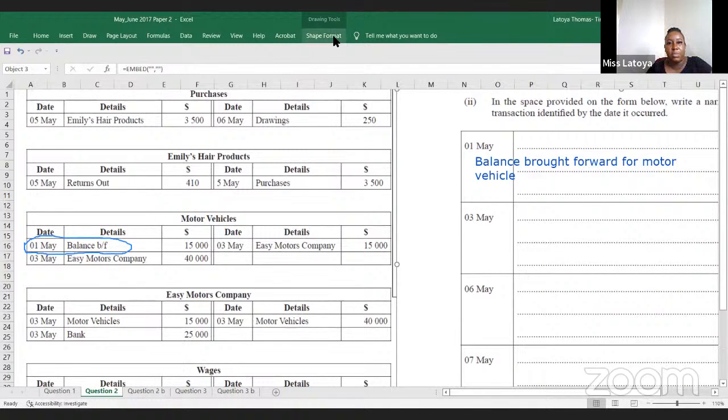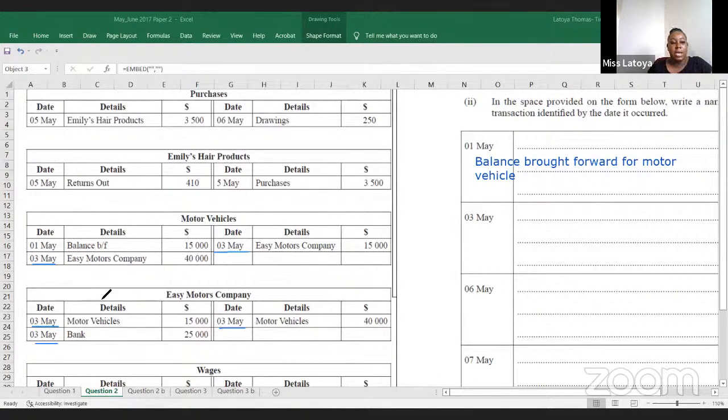Oh, you see how much things happening on the 3rd? On the 3rd of May, let me circle them. What is happening on the 3rd of May? I'm just highlighting it for us to see, so that way we can write a proper narrative for it, right? On the 3rd of May.